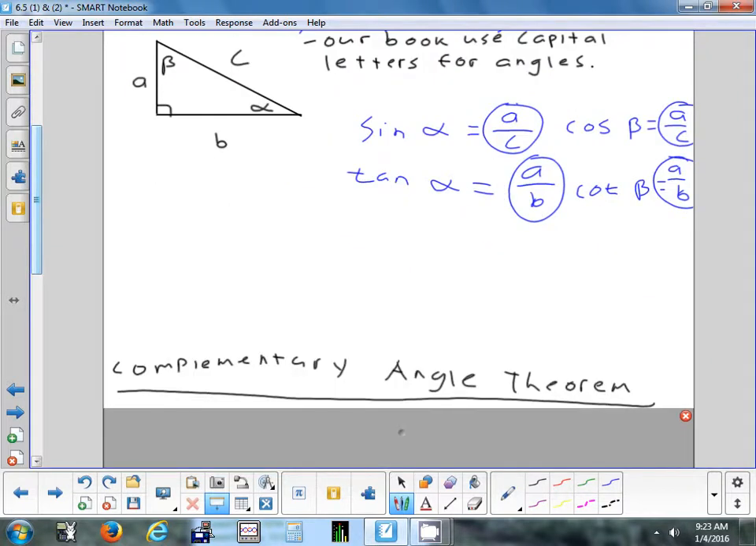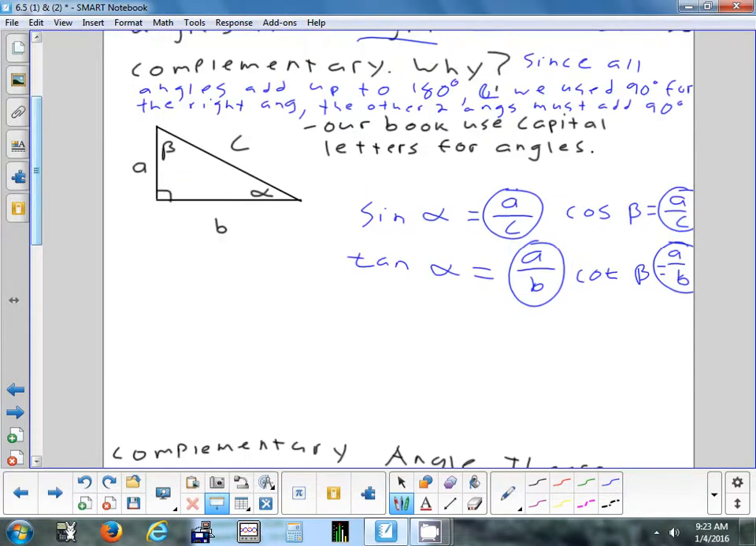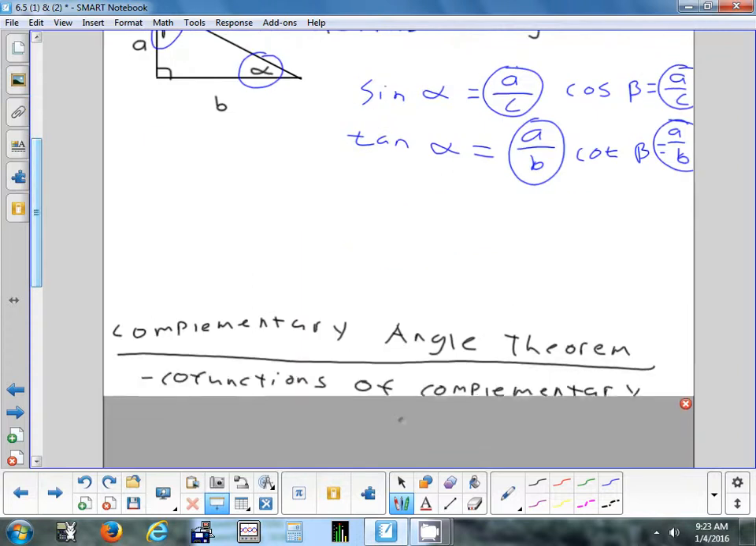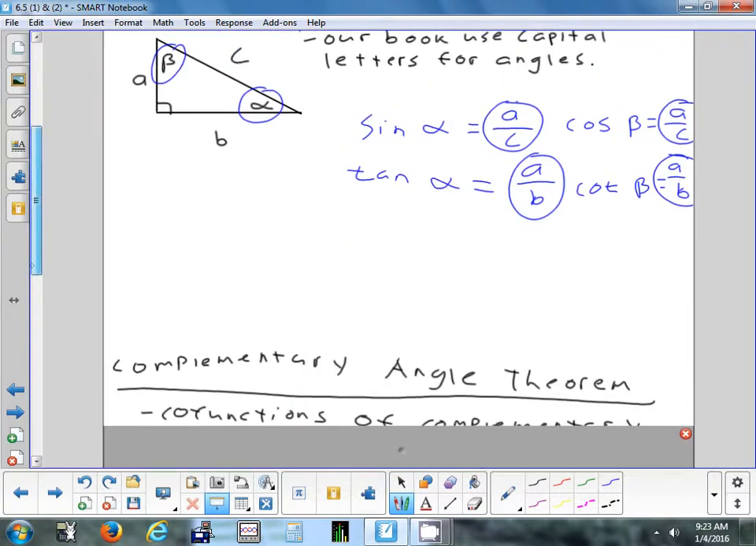Okay, and the reason they keep coming out the same is because it's a theorem. It's called the Complementary Angle Theorem. The first part tells you something to do with complementary angles. Remember, we said that the 2 acute angles in a right triangle are complementary. So alpha and beta add up to 90. The other thing it has to do with is cofunctions.